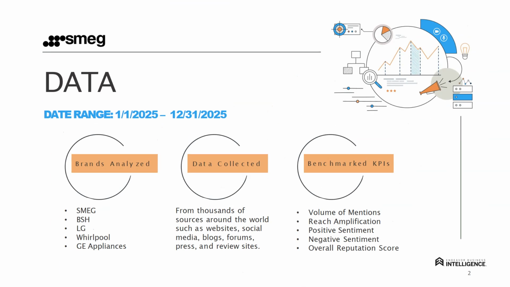The foundation of the Brand Presence Scorecard is robust data collection. We gather information from thousands of sources worldwide, including websites, social media platforms like Twitter, Instagram, and TikTok, as well as blogs, forums, press, and review sites. This ensures we capture a holistic view of your brand's digital footprint. We then benchmark your performance on critical KPIs, such as mention volume, reach amplification, sentiment, and overall reputation.